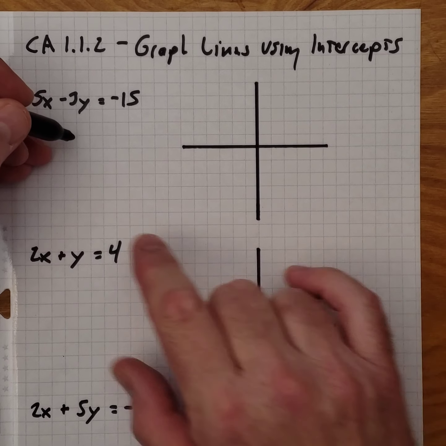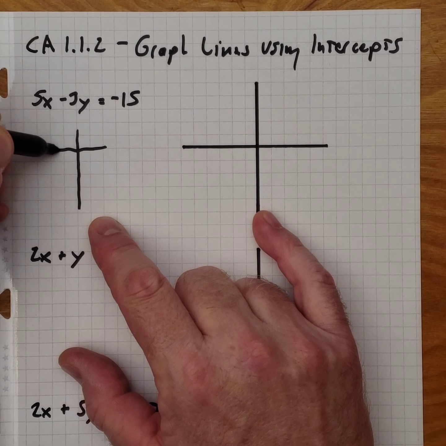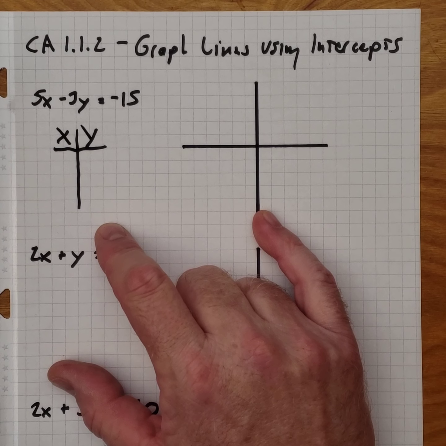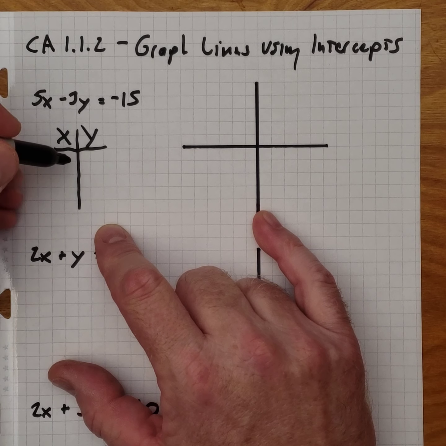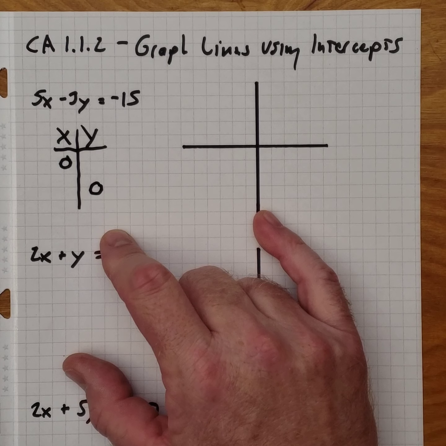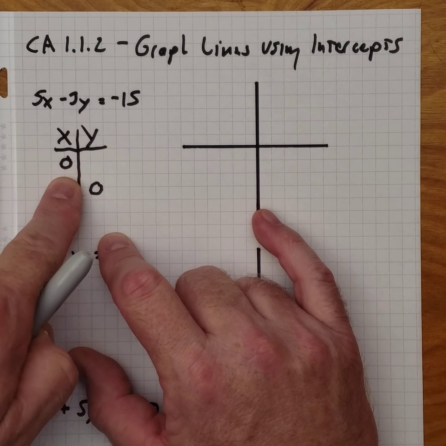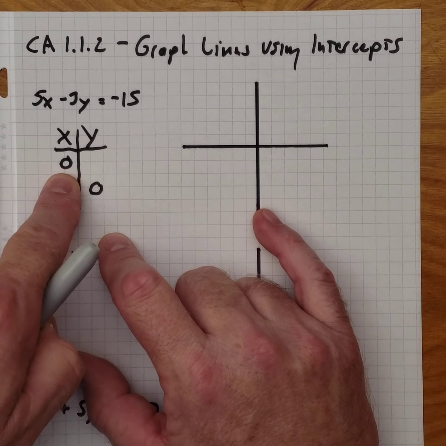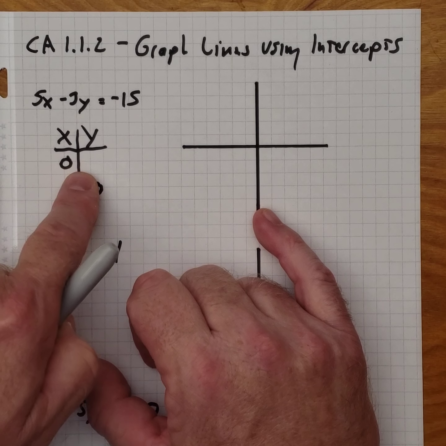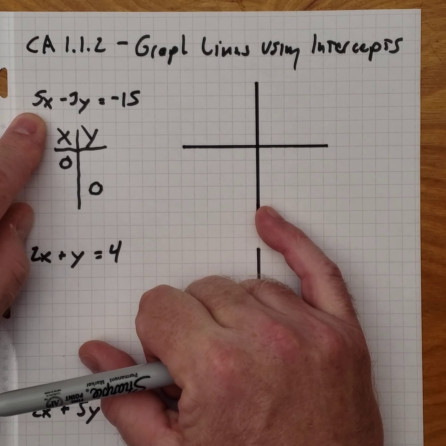So what I want to do here is make a little table for my x and y points. And the y-intercept is the point that has an x-coordinate of 0, and the x-intercept is the one that has a y-coordinate of 0. And just find these two other numbers. So what we're doing here is putting a 0 in for x and then finding what y would have to be in order to make this equation true.